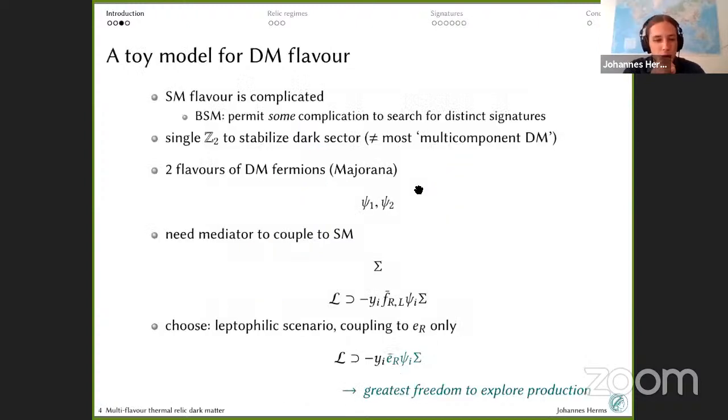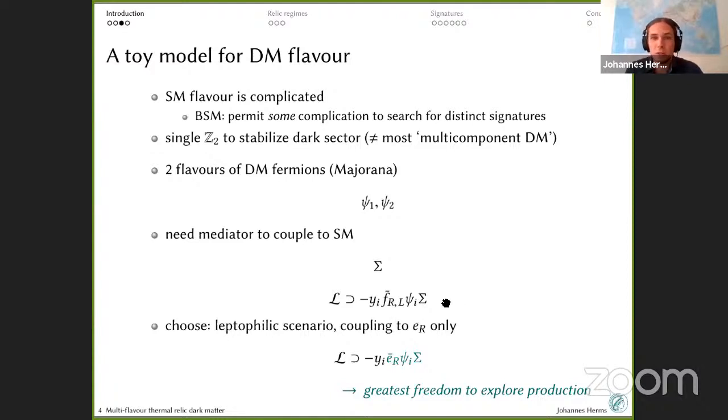So to study dark matter flavor, we need some kind of toy model. And we focus on a simple dark matter candidate, a chargeless Majorana fermion, and add a second copy of that. To couple these fermions to the Standard Model in a renormalizable way, we need to introduce a mediator. So we do that. That's this charged scalar sigma. And with this mediator, we can then have a term in the Lagrangian that couples via Yukawa coupling the dark matter candidate to some Standard Model fermion.